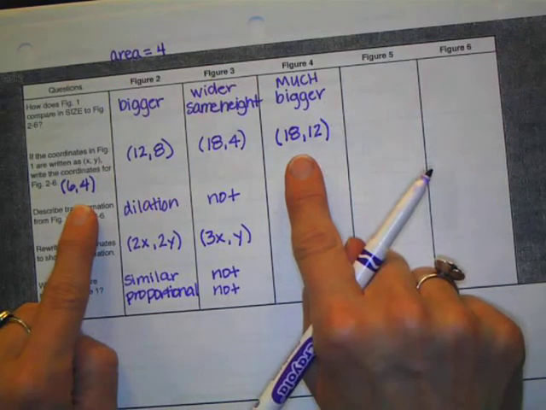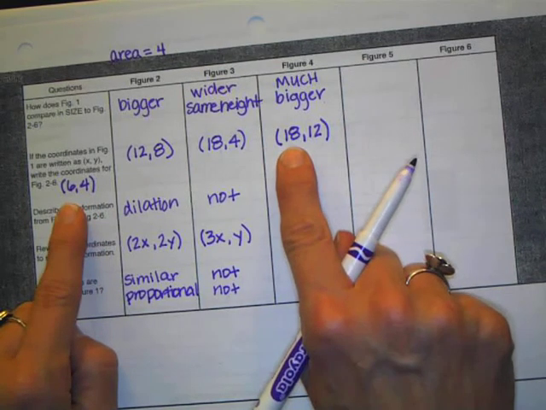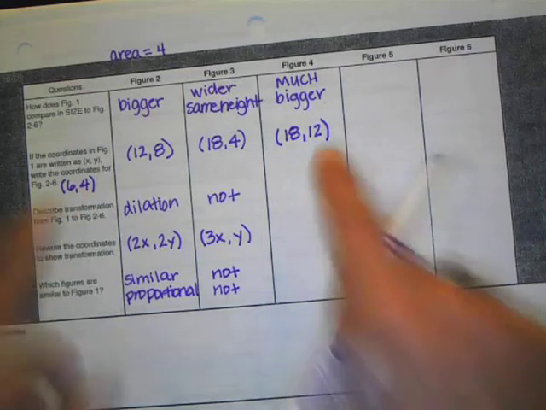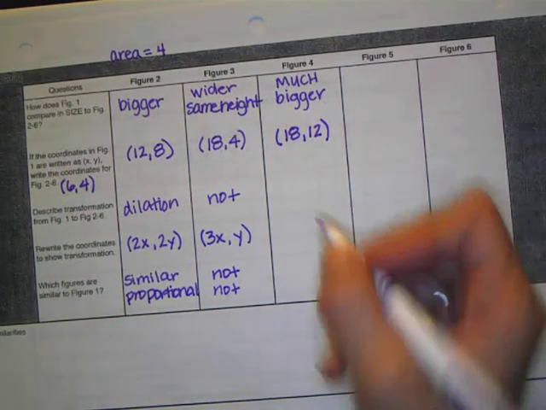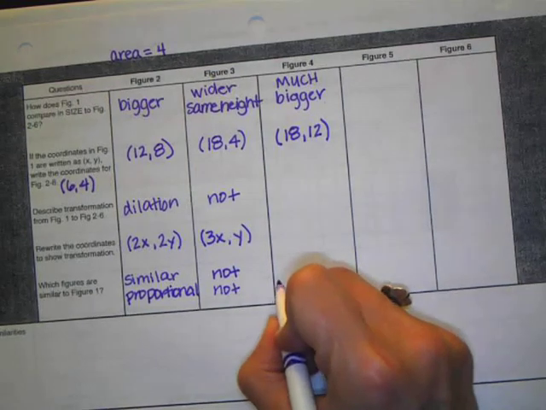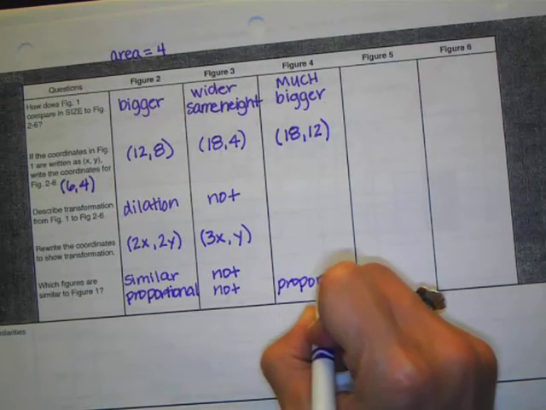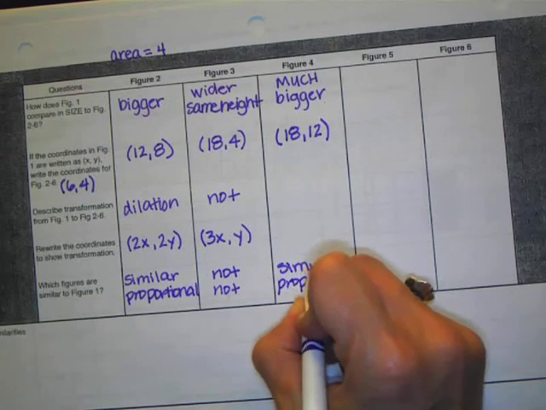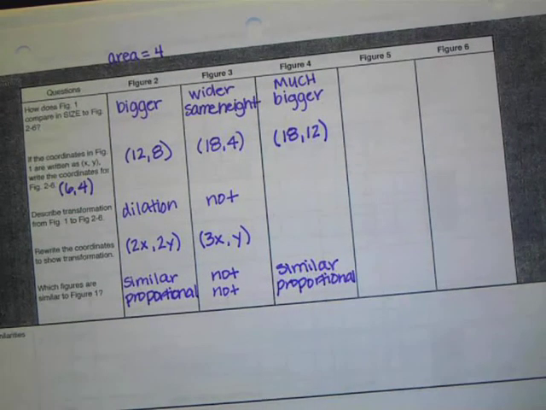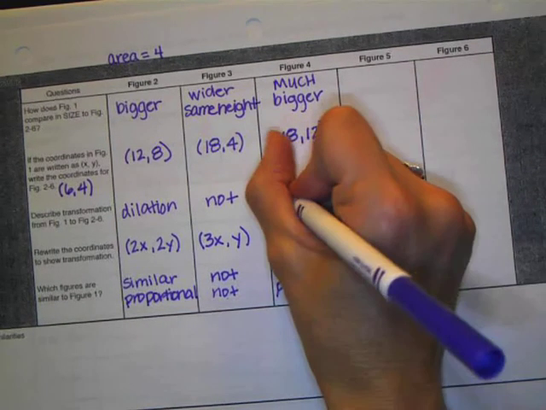How does the point justify that same thing? 3 times 6 is 18. 4 times 3 is 12. They are proportional. Holy cow, we've got a lot going on here. They are proportional, and so that makes them similar. What else does it make it? If they're proportional and similar, this is a true dilation.